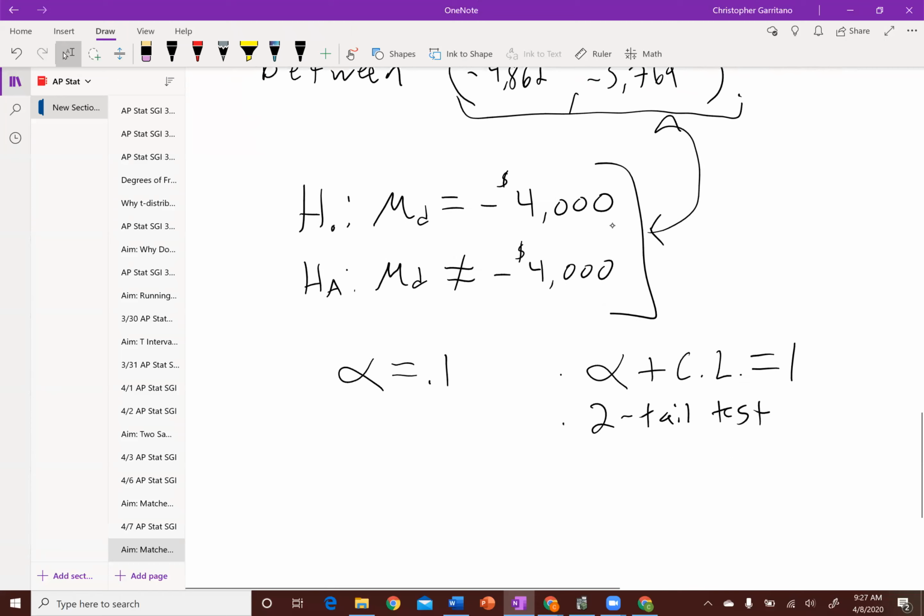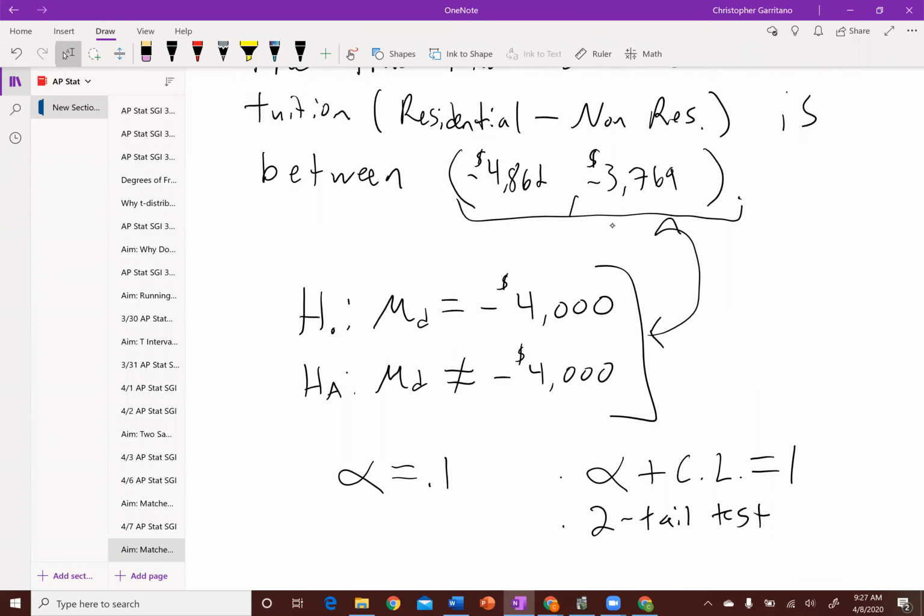But anyway, check for yourself. If you run this hypothesis test, you will end up failing to reject H null at an alpha level of 0.1. And that should make sense, because the 90% confidence interval and a hypothesis test at alpha equals 0.1 will always agree with one another. Again, it has to be a two-tailed test. I think I'm going to do a completely separate video on this concept. But anyway, I'm rambling at this point.